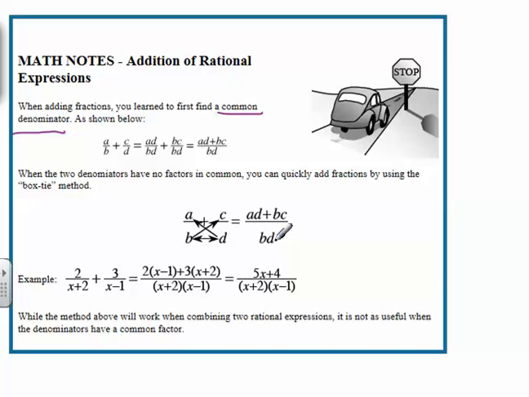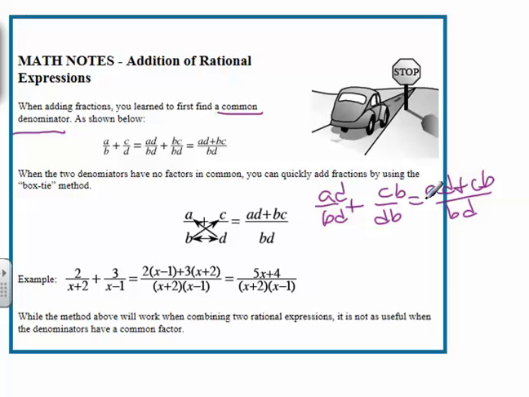So let's give this a try. Let's say we start with a over b plus c over d. Well, I need this denominator to be bd, so I need to multiply this by d over d, and I need to multiply this by b over b. So we end up with AD plus CB over BD. And that's what's going on here, that sort of pattern.